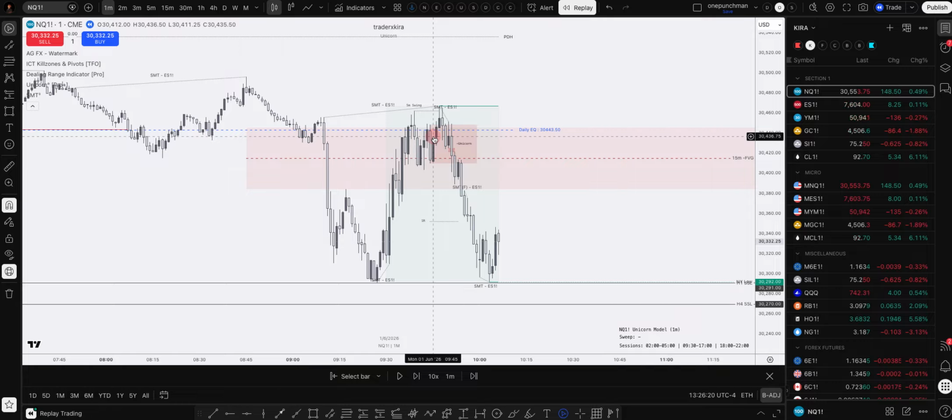Even if it's not a unicorn, it'd just be a CISD entry, but still a breaker block. And then the third one is a swing failure pattern, right? And in that swing failure pattern, you might still see the IFVG. So I hope that makes some sense. If anyone has any questions, drop it in the chat.